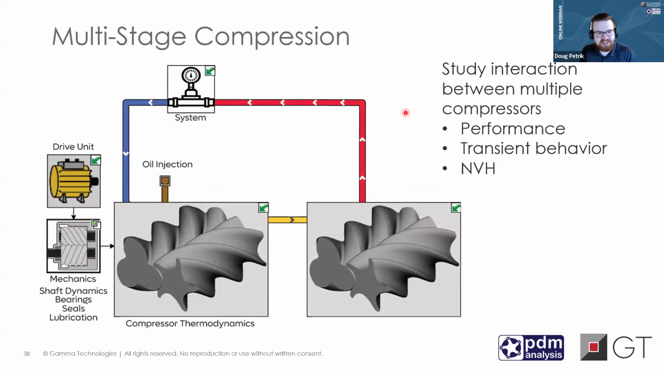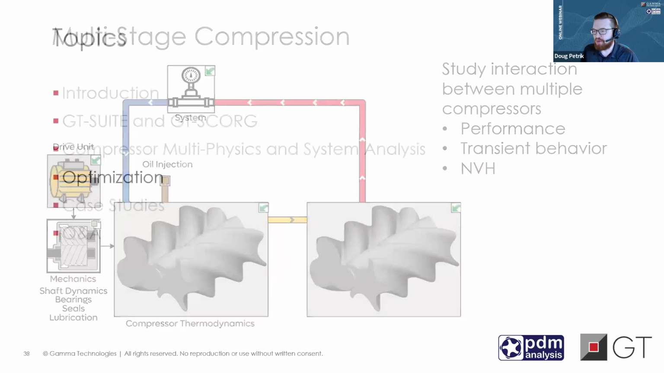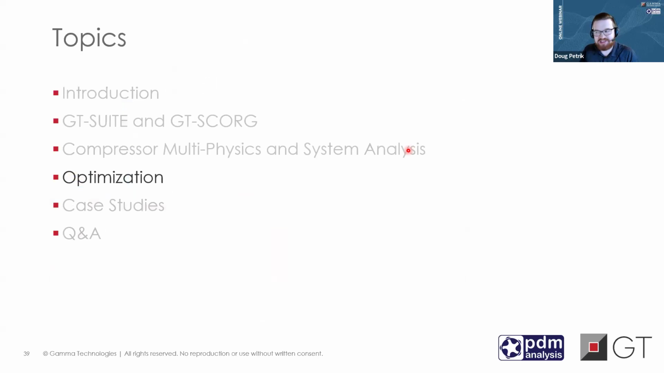Another case where you might want to consider interactions with the overall system might be multi-stage compression. You might have two screw compressors or even different types of compressors that interact with one another. You could model both of these in GT Suite as easily as bringing those two screw machine models together to study the performance impact, maybe transient behavior, or even NVH considerations due to the pulsations and interaction between the two compressors. So those were some examples of multi-physics and system analysis.